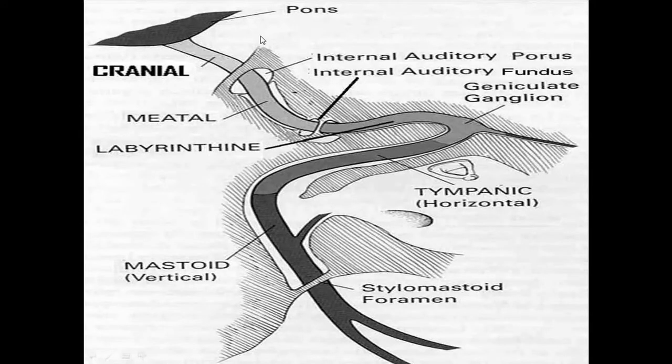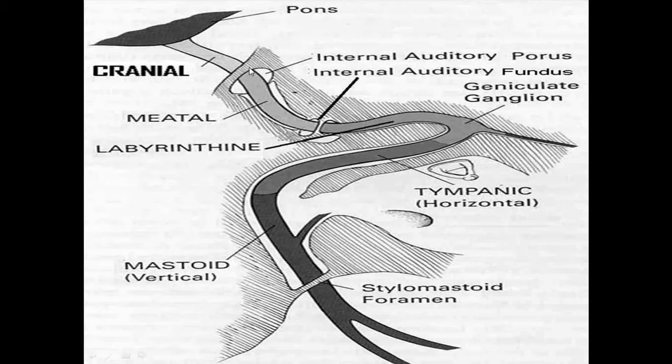Once again, you could see it here. The internal acoustic meatus is going in and entering like this. The labyrinthine segment is the narrowest and shortest part, from here to here. This is the medial porus, and this is the lateral fundus. The labyrinthine segment extends from the fundus to the GG, the fundus to the geniculate ganglion.